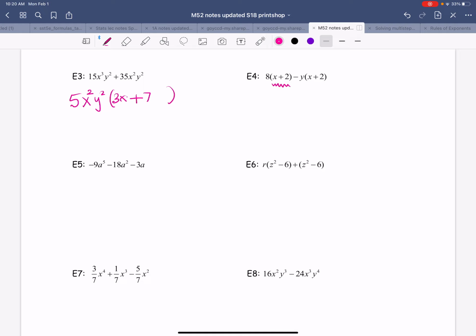but here, the common factor is a binomial. You can go ahead and pull out the x plus 2 in there. Inside, you'll be left with 8 minus y. The common factor is x plus 2. If I pull it out, if I undistribute, inside I have 8 minus y. And you can go ahead and try to multiply these back and see you would get what you started with.